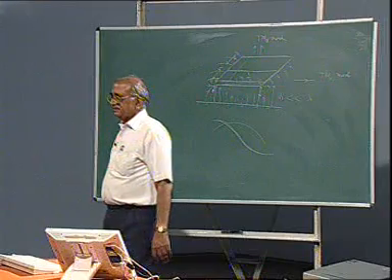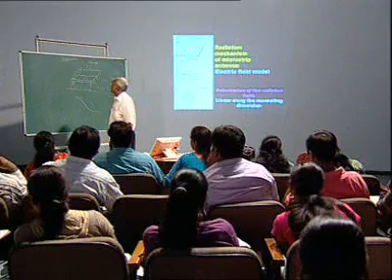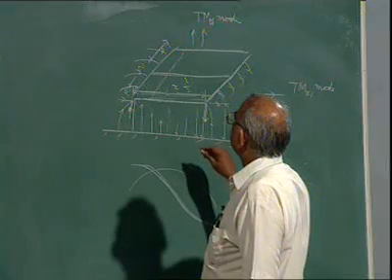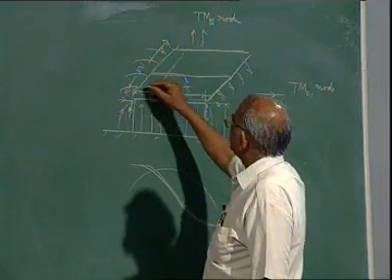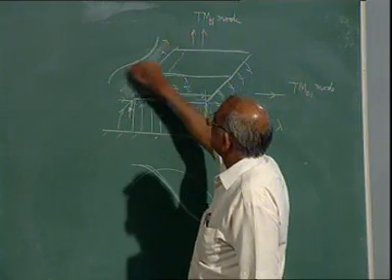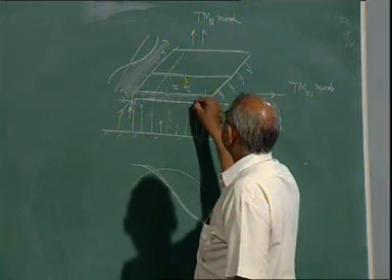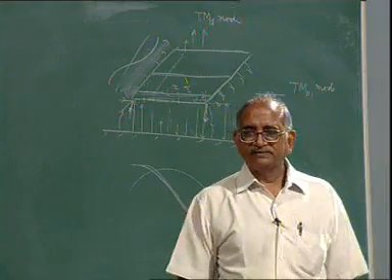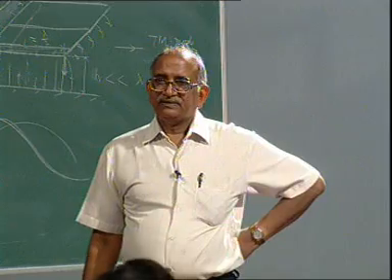If I am feeding along the length side, which two edges will be responsible for the radiation? If you are feeding, let us say, somewhere here, there will be a half-wave variation along this, and the field will be constant along this edge, and these two edges will be responsible for radiation. So, it will be TM01 mode.